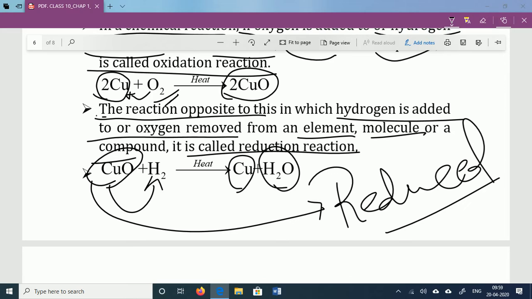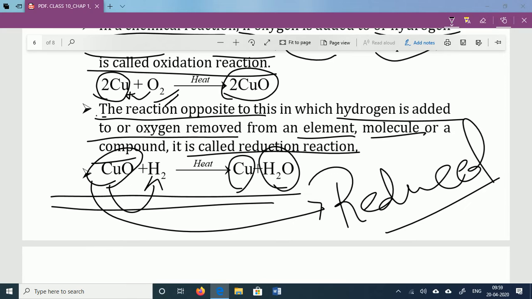Now, is this reaction only a reduction reaction? No, definitely not. Always when oxidation occurs, side by side reduction also occurs. Oxidation and reduction is a combined process. Always oxidation and reduction is a combined process, and that's why the overall reaction should be called a redox reaction.